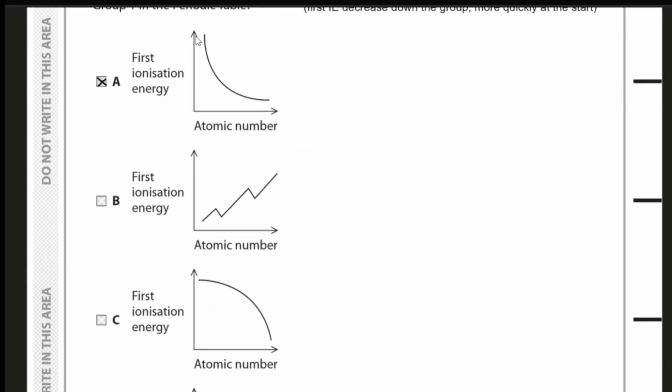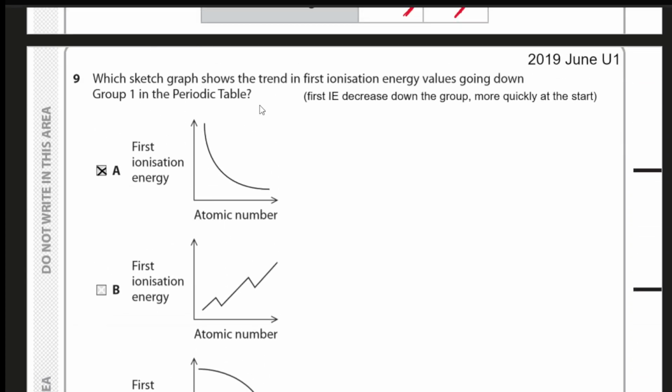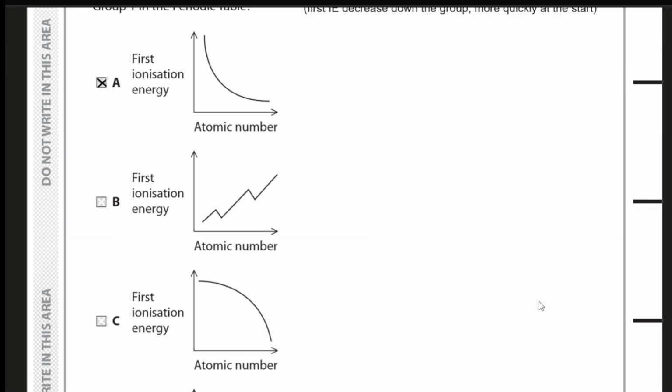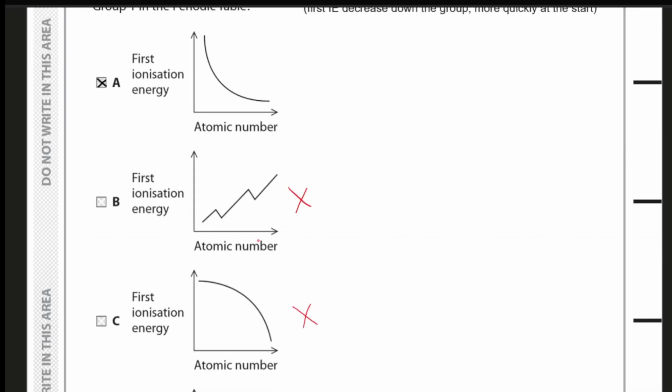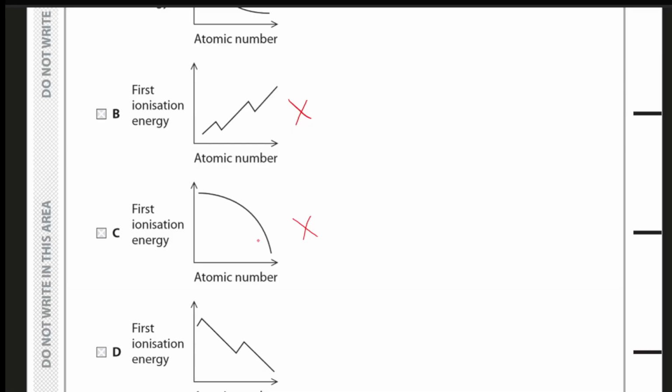Anyways, they said here, which sketch graph shows the trend in the first ionization energy values going down group 1 in the periodic table. Now if you check, we know as we go down the group, the first ionization energy decreases, so we can easily omit B from our options, and we can also omit C, considering that the ionization energy does not decrease in a, so in general like this, because there are some anomalies present. So this leaves us A and D.